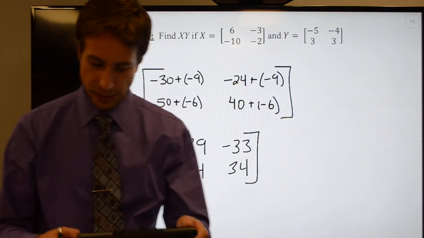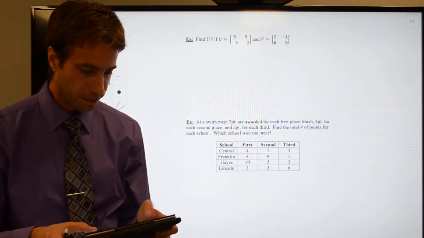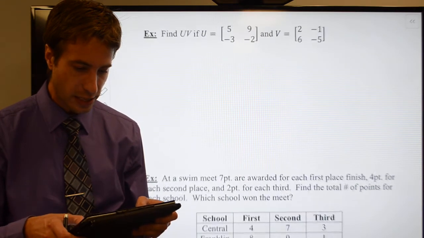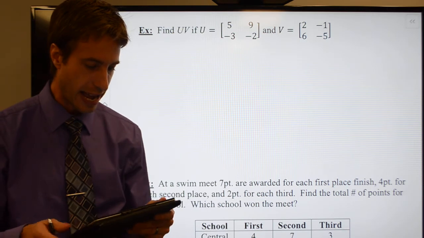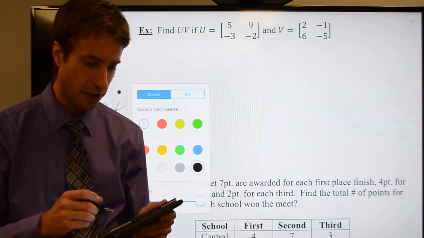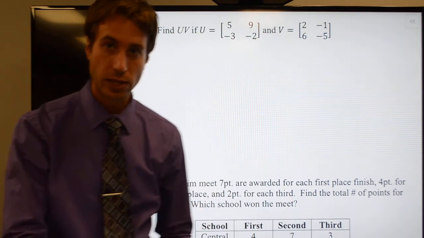Let's head on over to the next page here, and I've got another one for you. What we're going to do in this one, guys, is go ahead and try to do all of this in our heads, right? We're going to do lots of mental math here. It's going to be a good workout for us. Let's see how this goes.